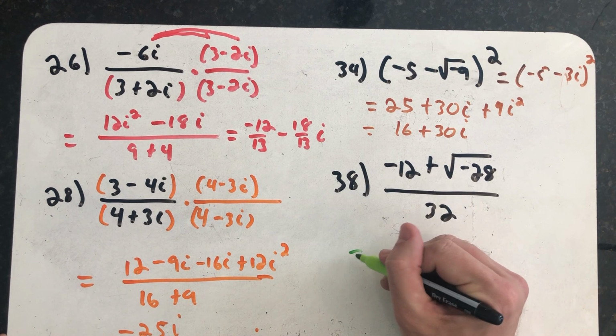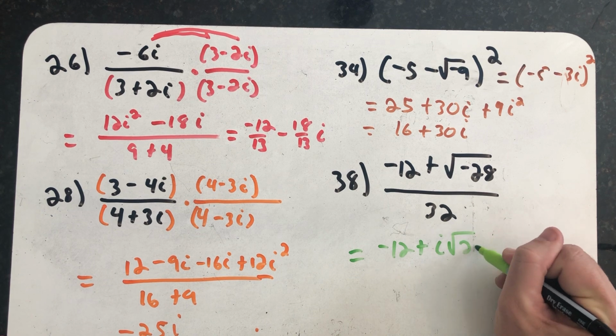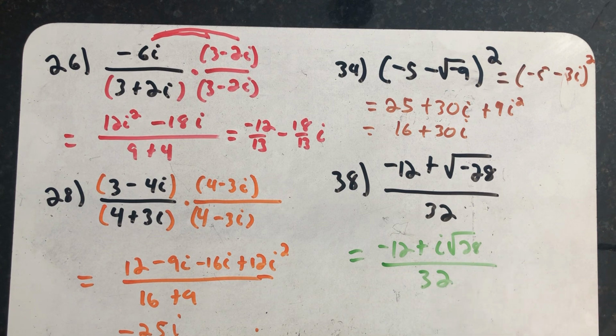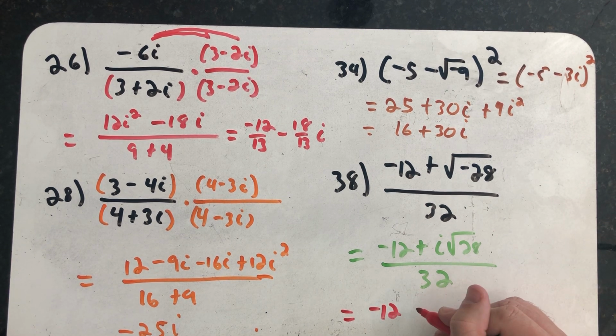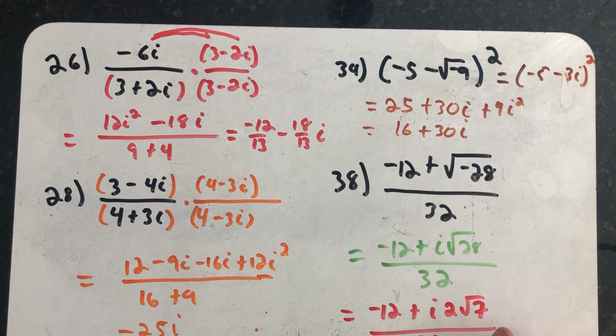So on this one, I have (-12 + √-28) over 32. We're going to get that minus out of there and write it as an i. Well, I notice that 28 is 7 times 4. So I could rewrite that as (-12 + i times 2 square roots of 7) all over 32.